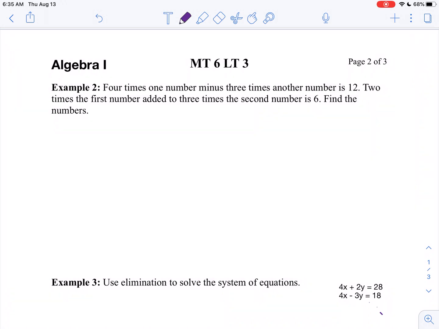Here we have an application of a system. Really, we've been doing this since the first LT on Unit 6, but we'll keep on going, because the more types you see, I think the better you get at it. It says 4 times a number minus 3 times another number is 12. 2 times the first number added to 3 times the second number is 6. Find the two numbers.